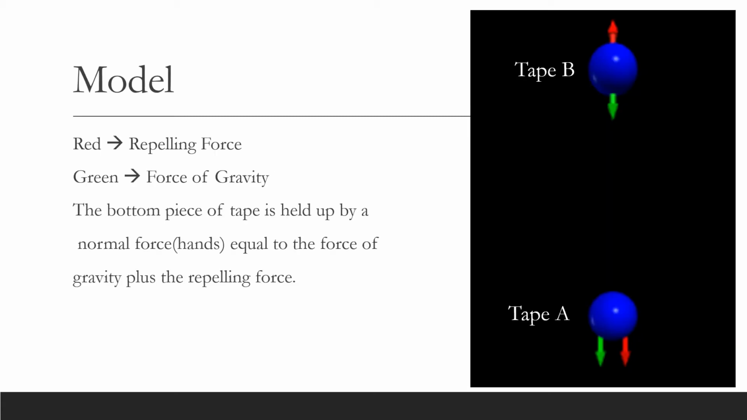Here's the model that I made with my code on the right, and it shows tape A and tape B. The red arrows are the repelling forces from the electrons, equal and opposite as shown, and the green arrows are the force of gravity. So the force of gravity is going to be equal to the repelling force, hence tape B is not moving because the net force is equal to 0. And then tape A is going to be held up by our hands. I didn't show the normal force because it wasn't really necessary.